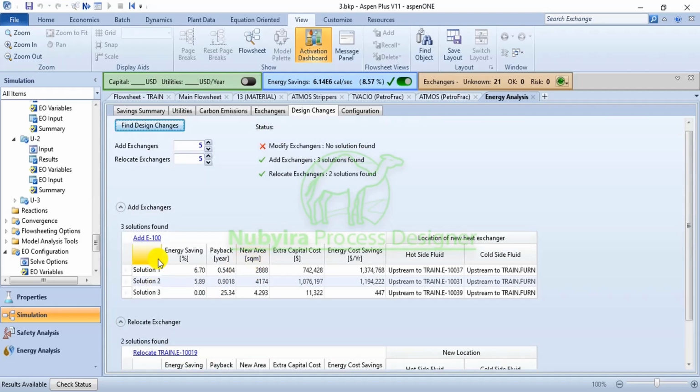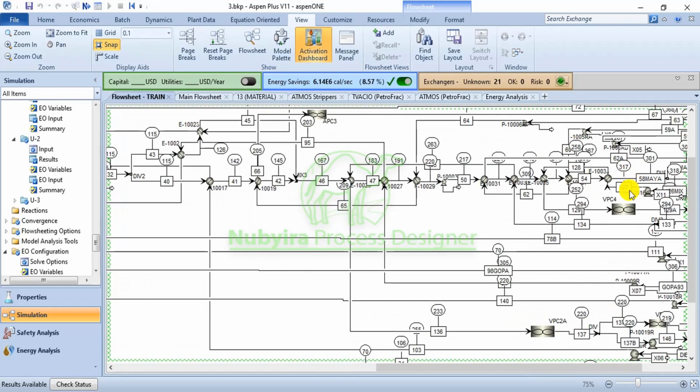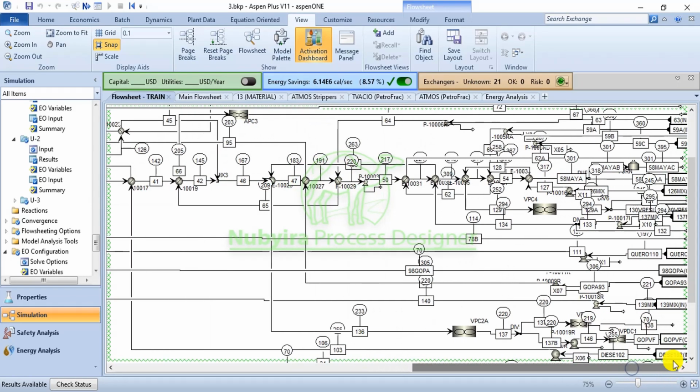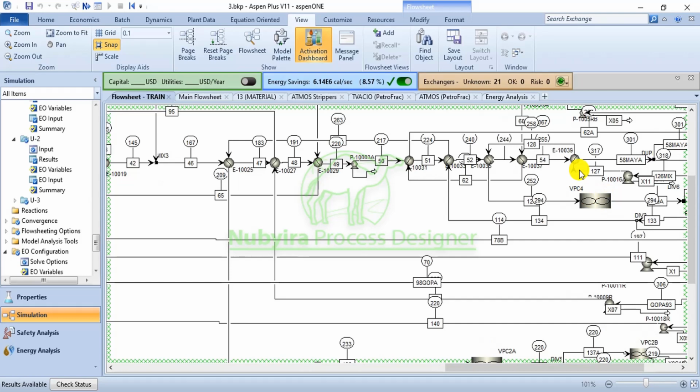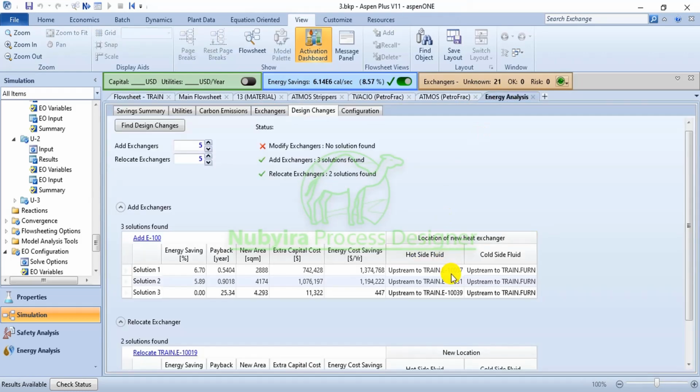So for solution 1 for adding heat exchanger, we have adding heat exchanger to the upstream to heat exchanger 37 and furnace. For example, check from the flow sheet, it's suggesting I should add 1 heat exchanger to the upstream of this heat exchanger 37. For example, the upstream of heat exchanger 37.